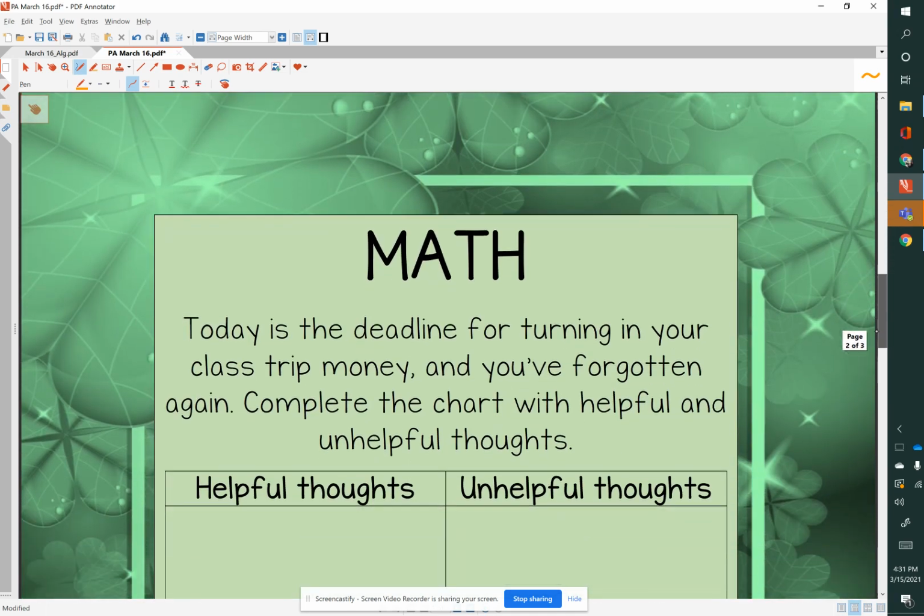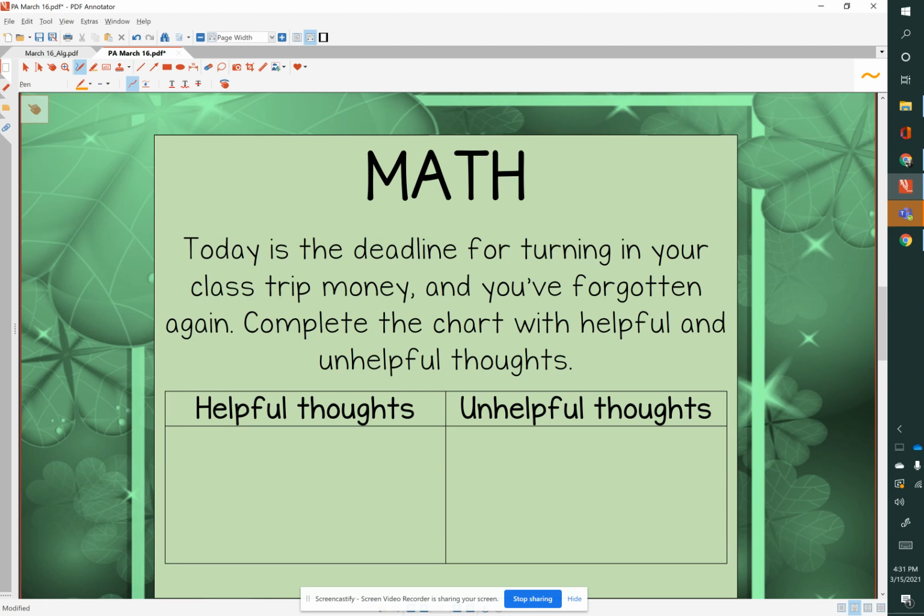So here's our do now for today, still with all this St. Patrick's Day colors. Today, this is a scenario, a kind of made up situation. So we're going to say today is the deadline for turning in your class trip money, the deadline, due date, right? And you've forgotten again. Complete the chart with helpful and unhelpful thoughts.